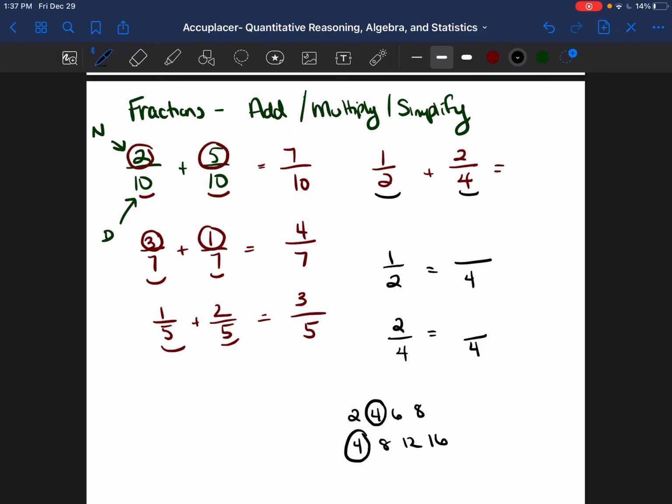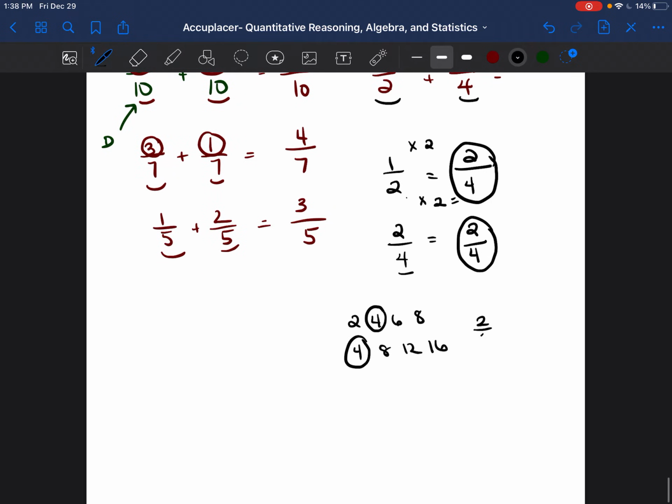So because this already has 4 as a denominator, I'm going to keep the numerator the same, 2 over 4. But this one goes from 2 to 4. So how do you go from 2 to 4? You multiply by 2. 2 times 2 equals 4. Whatever you do to the denominator, you do to the numerator. 1 times 2 is 2. So our new fraction is 2 over 4. So now we have 2 over 4 plus 2 over 4. They have the same denominators, so the denominator is also going to be 4. And then you just add the numerators. 2 plus 2 is 4. So our answer is 4 over 4.